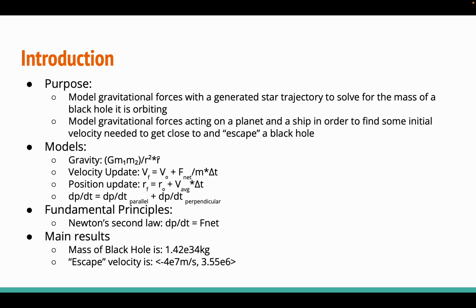And the main results of the lab we find in part 1 and part 2 is that the mass of the black hole that my star trajectory is going around is 1.42 times 10 to the 34th kilograms, so pretty large. And the escape velocity is negative 4 e to the 7th meters per second and 3.55 e to the 6th in the x and y components, respectively.